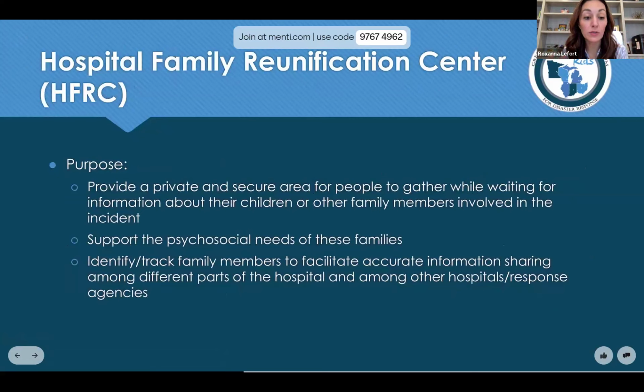So again, the purpose is really to provide a private and secure area for people to come together while they're waiting to find information about the child or to reunite with family. This is also a place where we can gather information. As they come in, we're going to gather information from them so that we can start working on that reunification process. And then also you want a place where they can have psychosocial support, because again, this is going to be a super high stress scenario. Next slide.